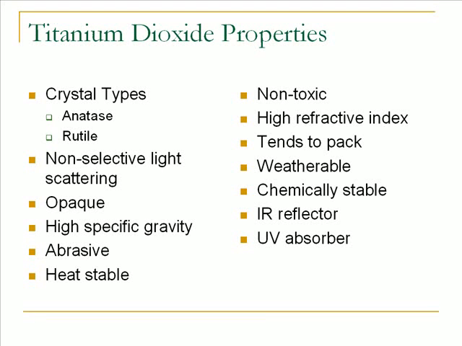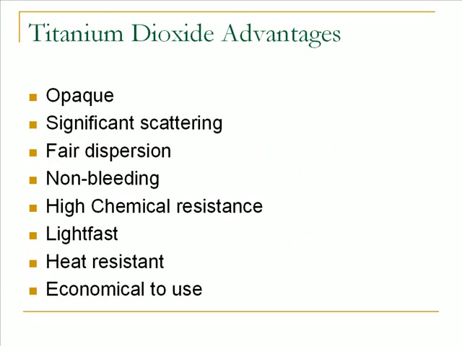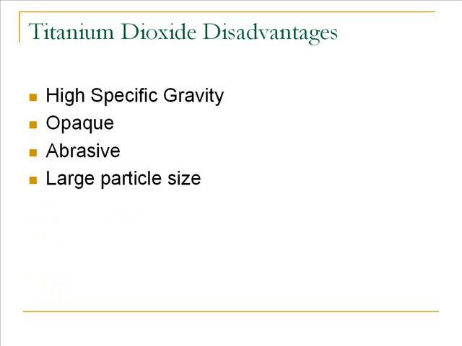Advantages, opaque, significant scattering, fair dispersion, non-bleeding, high chemical resistance, light fast, heat resistant, and economical to use. So it's, like I say, the most used pigment in industry. Some disadvantages: it's heavy, so it has, again, a high specific gravity, it's opaque if you don't want the opacity, and it can be abrasive in your equipment. But actually throw a little bit in there when you're purging. It actually helps clean out some other colors. And it does have a large particle size like most inorganic pigments.